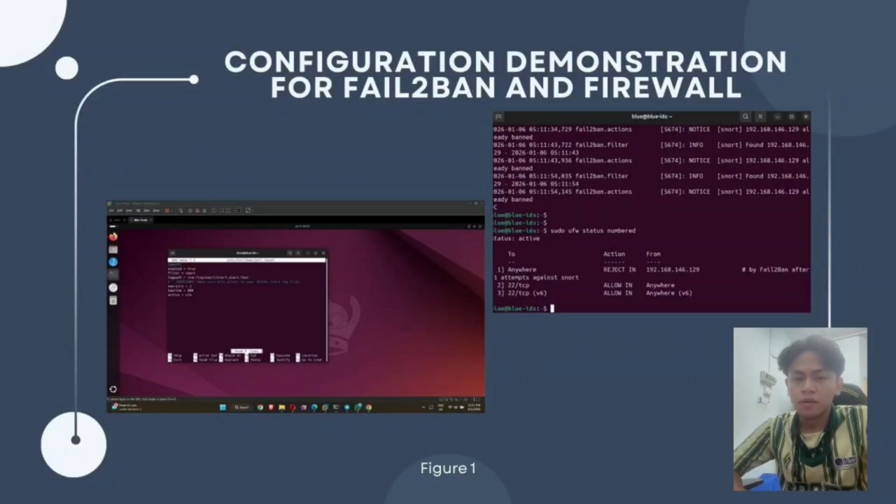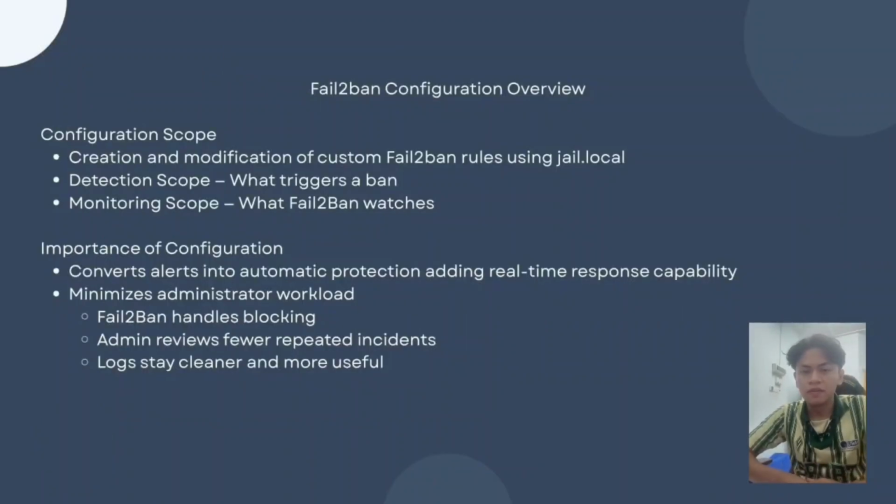I will explain about the configuration demonstration for Fail2ban and firewall. So firstly, the Fail2ban configuration overview. The configuration scope is firstly creation and modification of custom Fail2ban rules using jail.local, and then we have the detection scope, which is to detect what triggers a ban, and then the monitoring scope, to detect what Fail2ban watches.